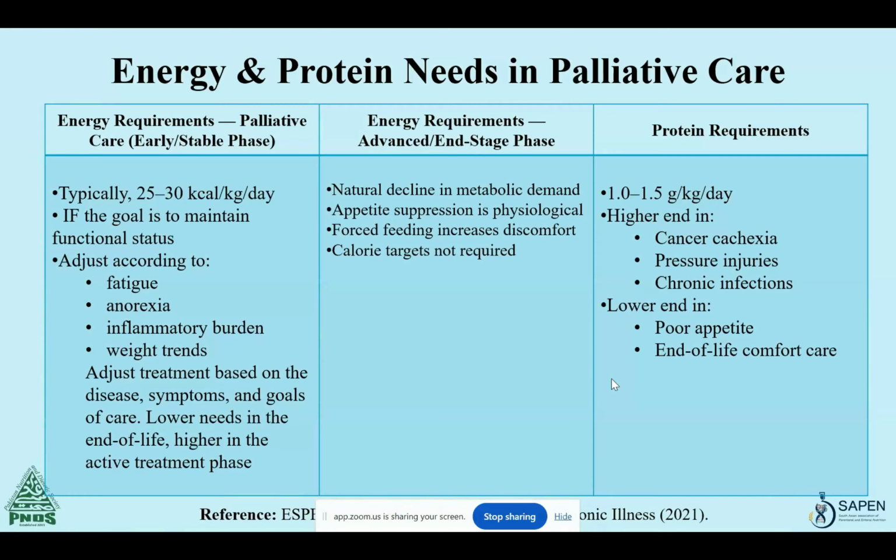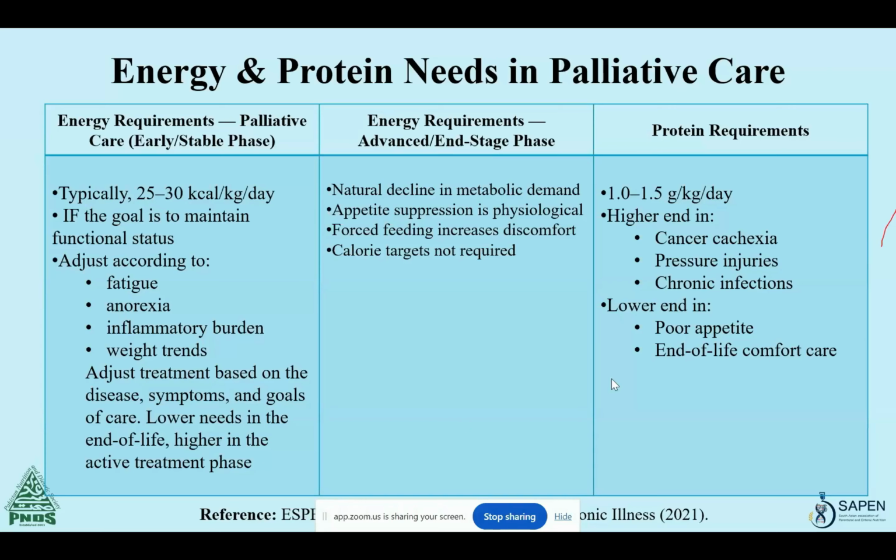The transitioning patient or the dying patient does not require much energy, protein, or calories. He or she only requires supportive energy. The appetite suppression, of course, is physiological, and we should not force feed at this stage. It will increase the discomfort, and calorie is not a target. Comfort is the target, actually. Comfort food is the target.